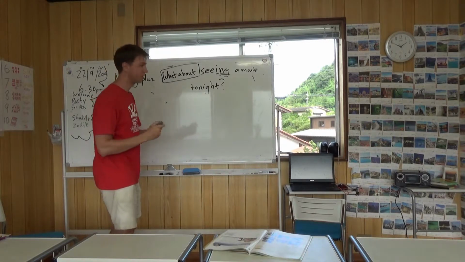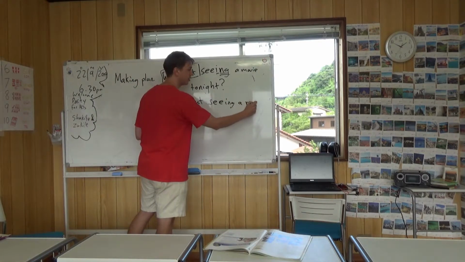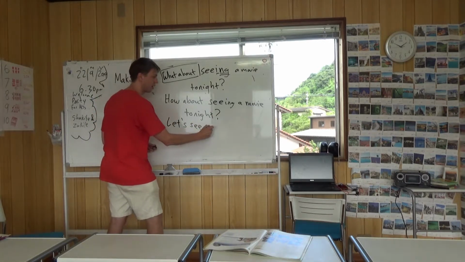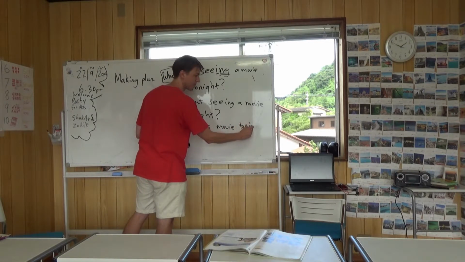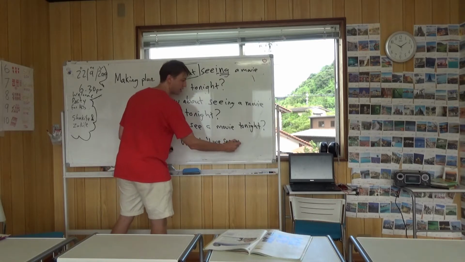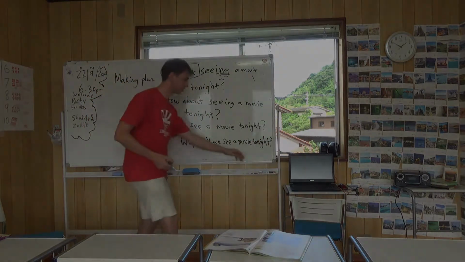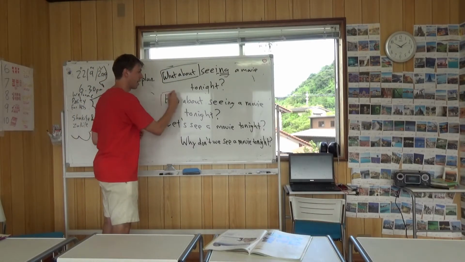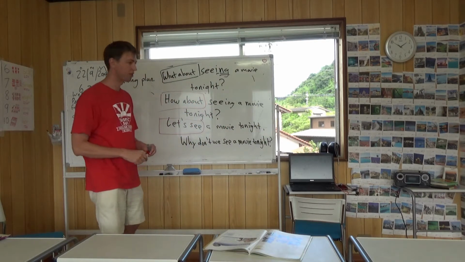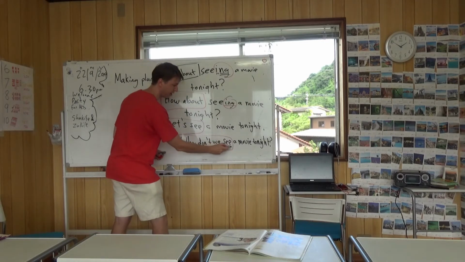Okay, what about seeing a movie tonight? How about seeing a movie tonight? Let's see a movie tonight. Why don't we see a movie tonight? Okay, these are some phrases we can use. What about seeing a movie tonight? How about seeing a movie tonight? Let's see a movie tonight. Sorry, that's not a question. Why don't we see a movie tonight? Oh, this is ing. This is not ing. Just regular.